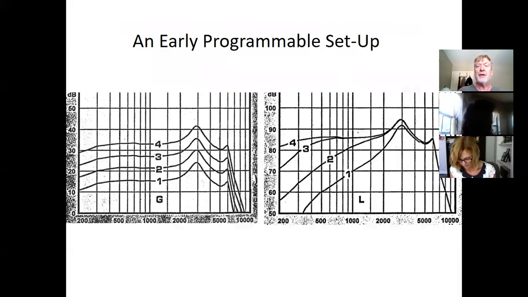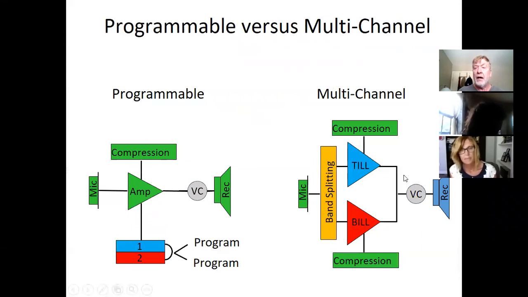Essentially, if I go up here now, what do we got? Okay, now let's talk about multi-channel. Multi-channel began with Bill and Till. It was a hearing aid where the hearing aid provides Till in the high frequency channel and Bill in the low frequency channel. It's a 2-channel hearing aid.